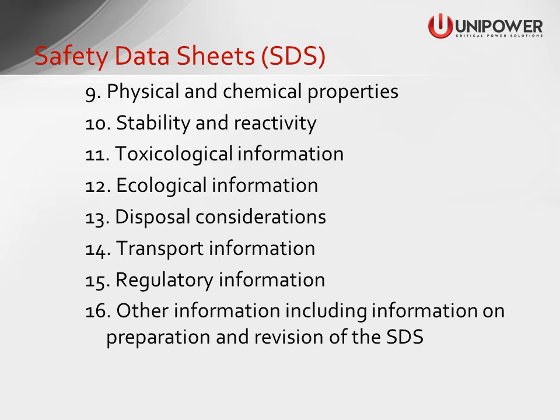Additionally, the safety data sheets also include physical and chemical properties of the chemical, the stability and reactivity of the chemical, toxicology information, ecological information, disposal considerations, transport information, regulatory information, and other information, including information on preparation and revision of the SDS. Now we will discuss each of these sections in more detail.